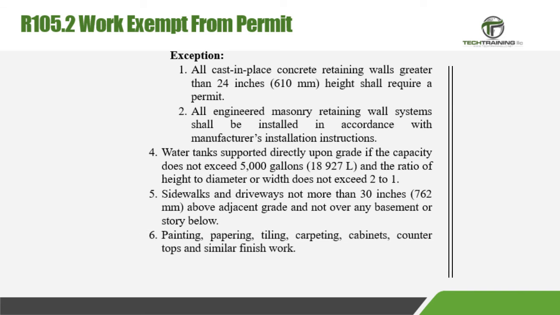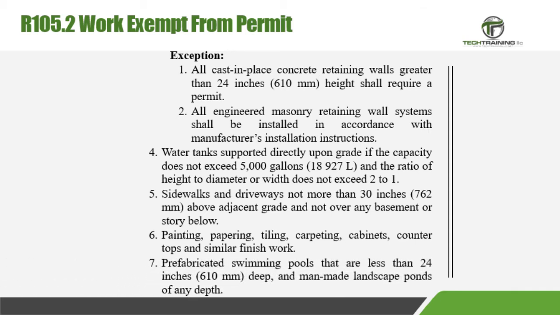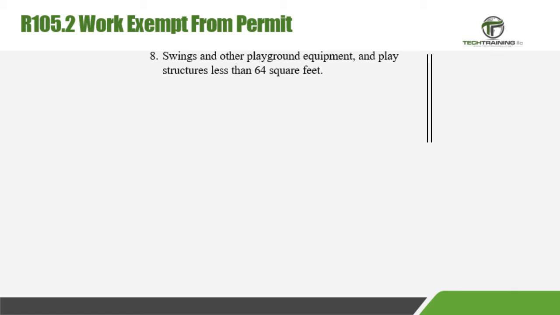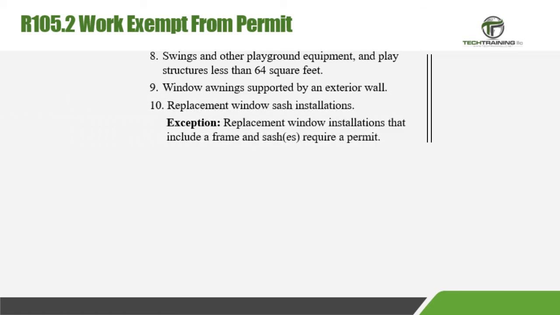Painting, papering, tiling, carpentry, cabinets, countertops, and similar finish work does not require a permit. Prefabricated swimming pools that are less than 24 inches deep and man-made landscape ponds of any depth do not require a permit. Swings and other playground equipment and play structures less than 64 square feet. Window awnings supported by an exterior wall. Replacement window sash installations do not require a permit. However, replacement window installations that include a frame and sash do require a permit.